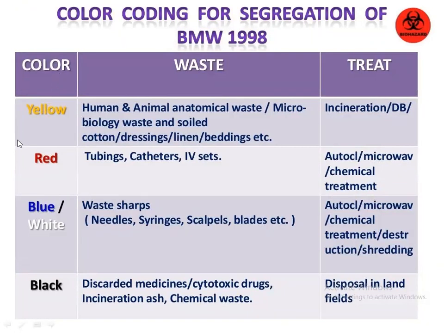In the left column, the color is given, then the type of waste and treatment. Color coding is yellow. The type of waste for yellow color is human, animal, anatomical waste, microbiology waste, soiled waste, cotton, dressing, linen, beddings, etc. For this type of waste, yellow color is used. Treatment is incineration.